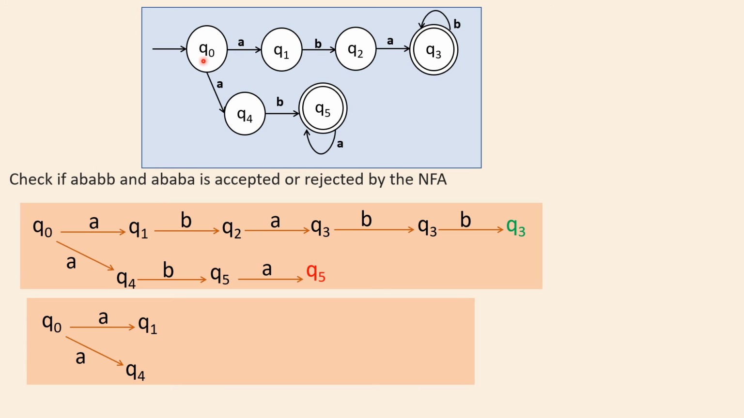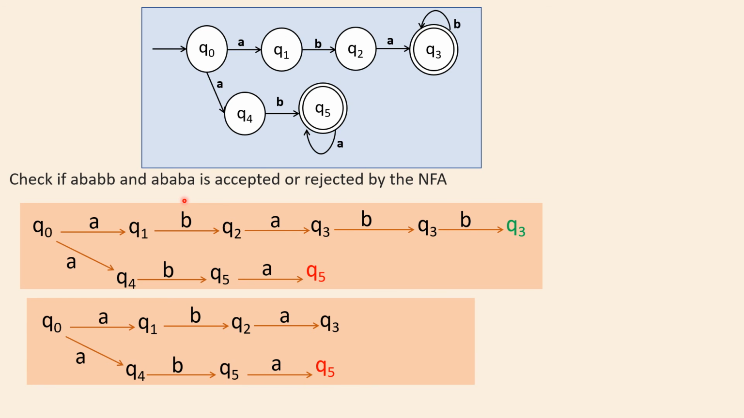Starting with the start state, we have the first input cell having A. So Q0 on A can go to Q1, and Q0 on A can go to Q4. The second input cell is B. So Q1 on B is going to Q2 and Q4 on B is going to Q5. The third input cell is again A. Q2 on A is going to Q3 and Q5 on A is going to Q5 itself.